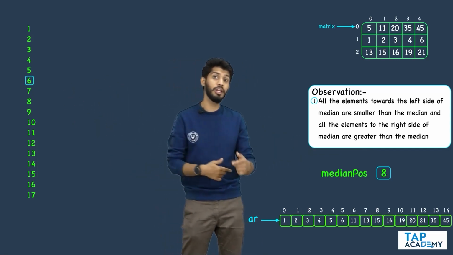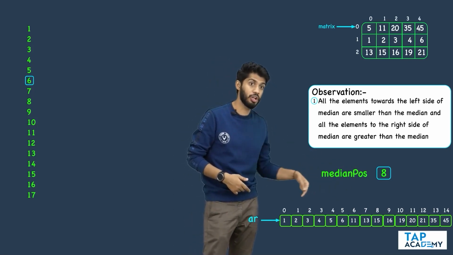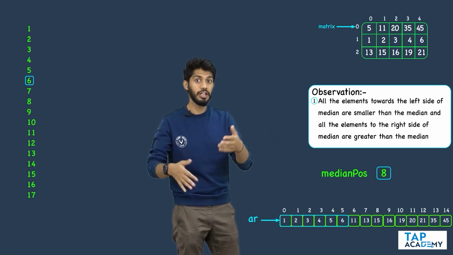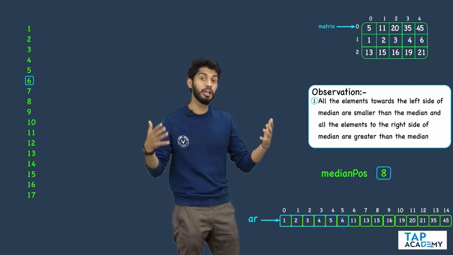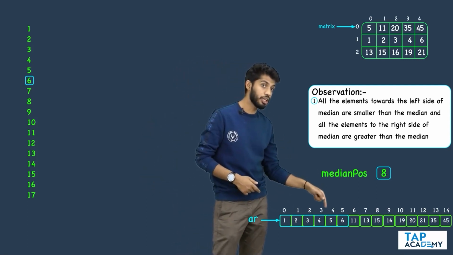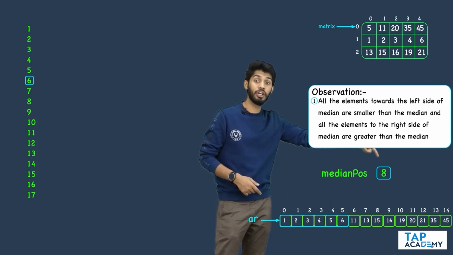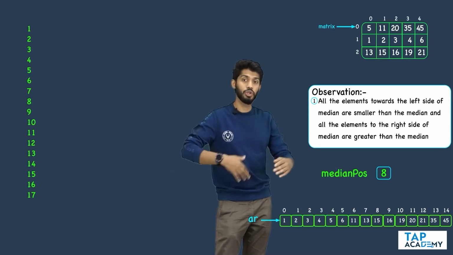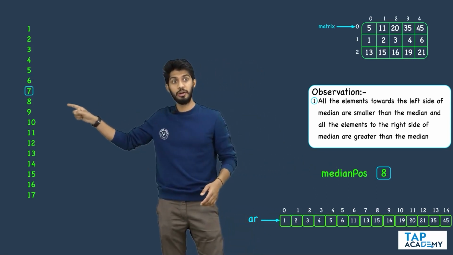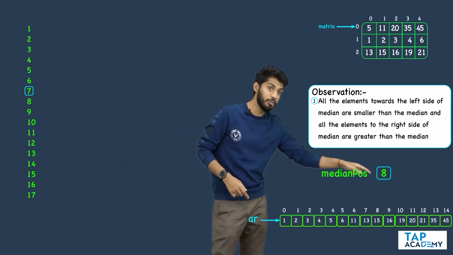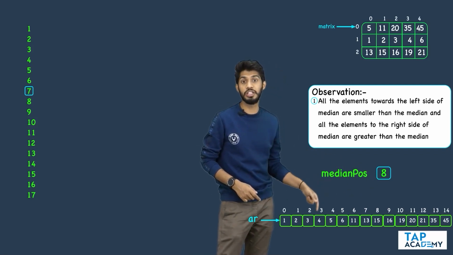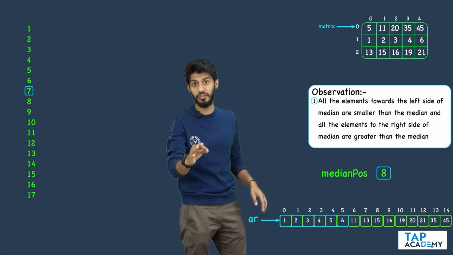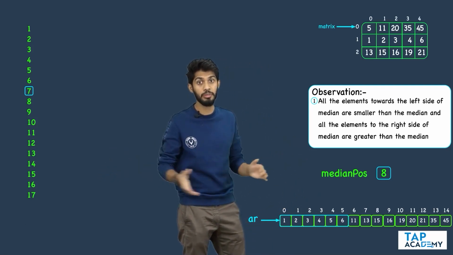I will check how many elements are less than or equal to 6 in this particular array, and there are 6 elements. So you know very well it is not the median element, because the count that I get over here is 6 and the median position is 8. So it's not matching. Next I'll check for another number, that's 7. If you observe, there are again only 6 elements which are less than or equal to 7. So that's also not a median element.